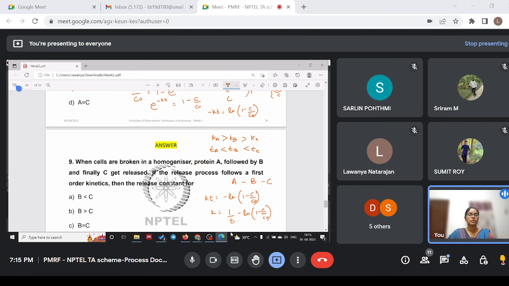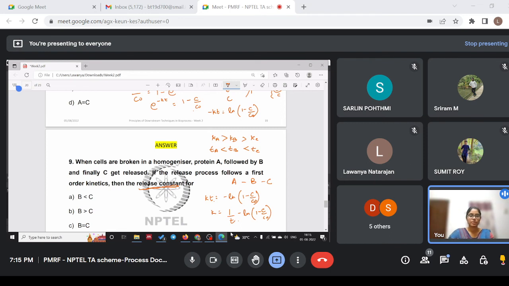It makes sense. When the release constant is high, the time taken is low. So it gets released very easily. It is going to get released first. Therefore, the time is small, which means that particular molecule is going to come out first. Does this make sense for everybody?